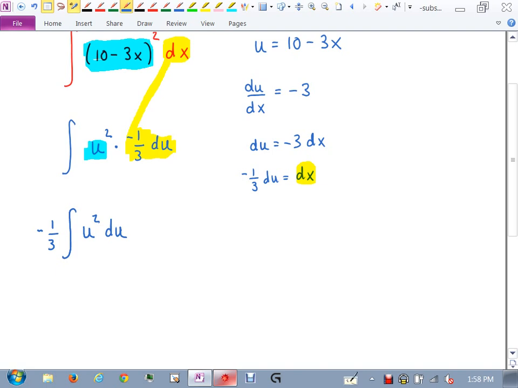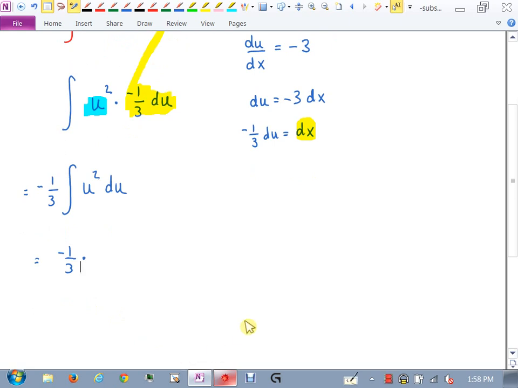Okay, now you're back to something to a power, right? This may as well say x squared dx, right? But we're in terms of u now. So use the power rule on that. So I'm about to say the antiderivative is what? Negative 1/3 stays there, times, no more integral sign. What? 1/3 u to the third?